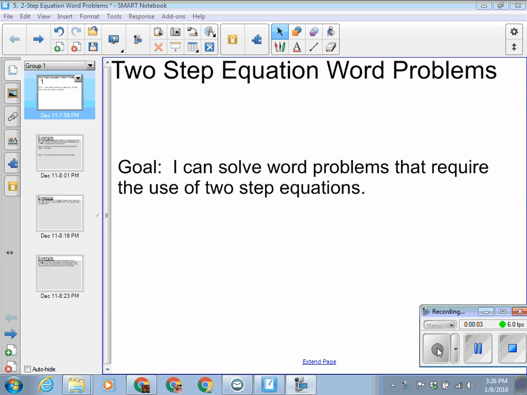Today's lesson is on two-step equation word problems, and your goal is to solve word problems that require the use of two-step equations. So now that you've been taught how to solve two-step equations, the next step is to take word problems, write an equation, and solve it.